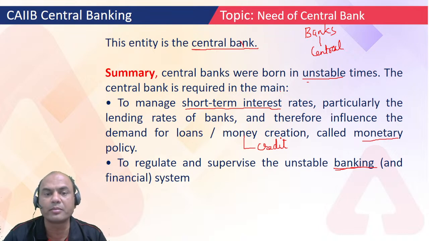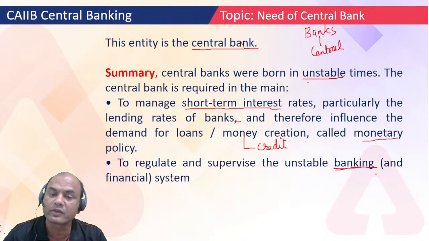The central bank is required in the main to manage short-term interest rates, particularly the lending rates of the banks, and therefore influence the demand for loans. Money creation is called monetary policy. So the central bank is required basically for monetary policy, stabilizing the inflation, to regulate and supervise the unstable banking system. So the other job of RBI is to regulate and supervise the banking system. So what are the two jobs now? Everyone, the two jobs are: number one, inflation control, and second is supervision.